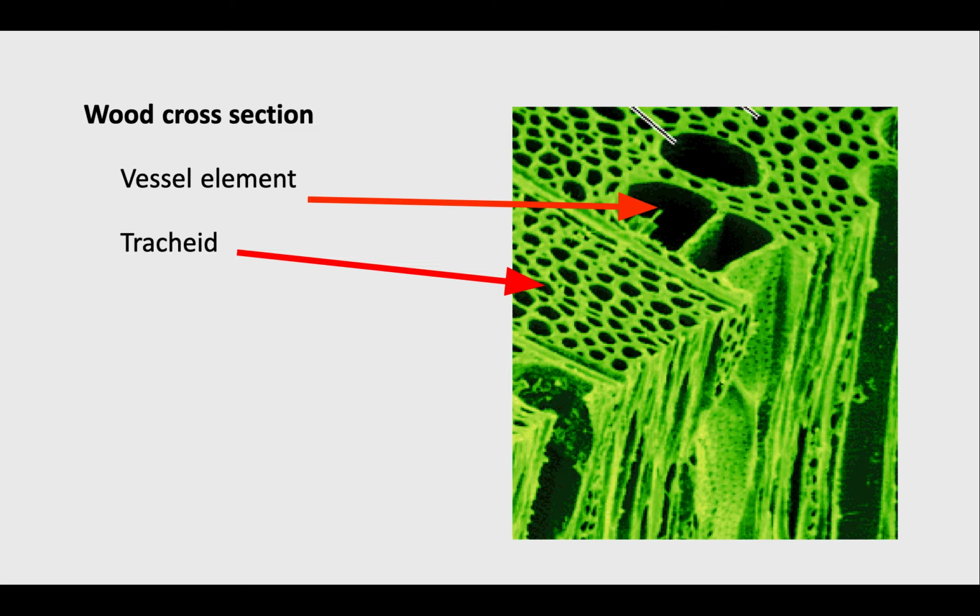If we look at a cross-section of a leaf really closely, this is a cross-section of some cells. We see the vessel elements are very much wider than these tracheids. Remember, vessel elements are wide and short. Tracheids are thin and long.